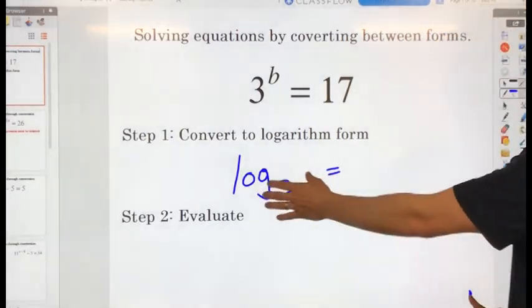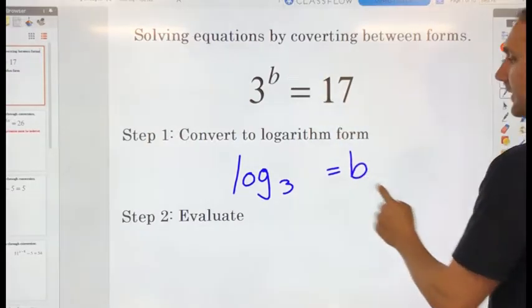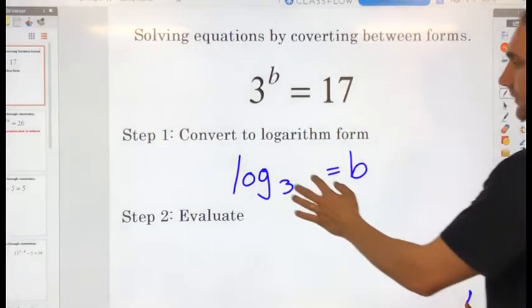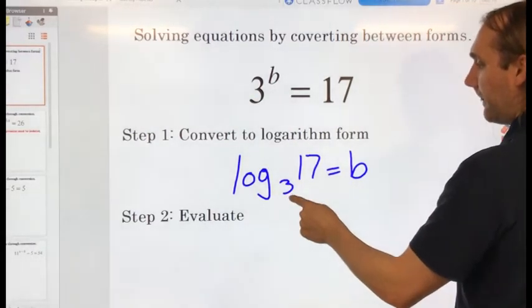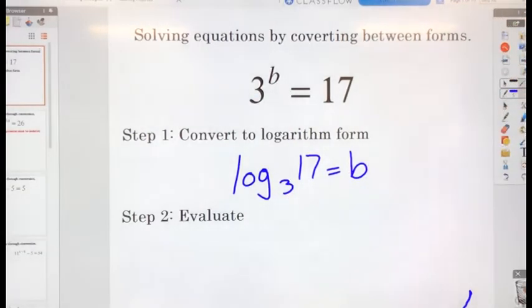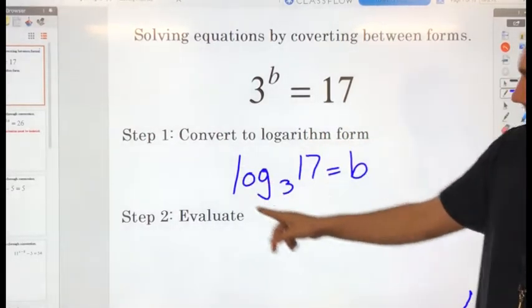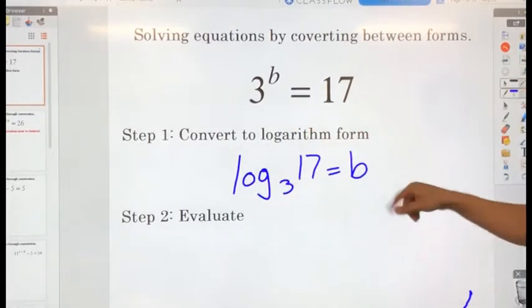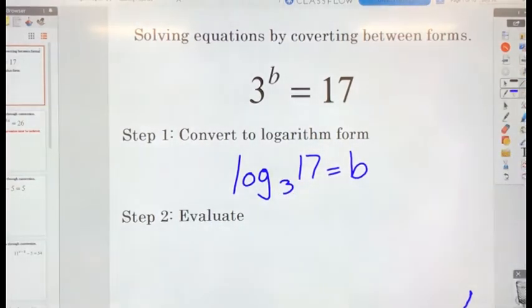My log will equal my what? My exponent, so b. And what number have I not used? 17. So log base 3 of 17 equals b. Now this looks like a lot neater equation I could solve for b. I just need to figure out what is log base 3 of 17.